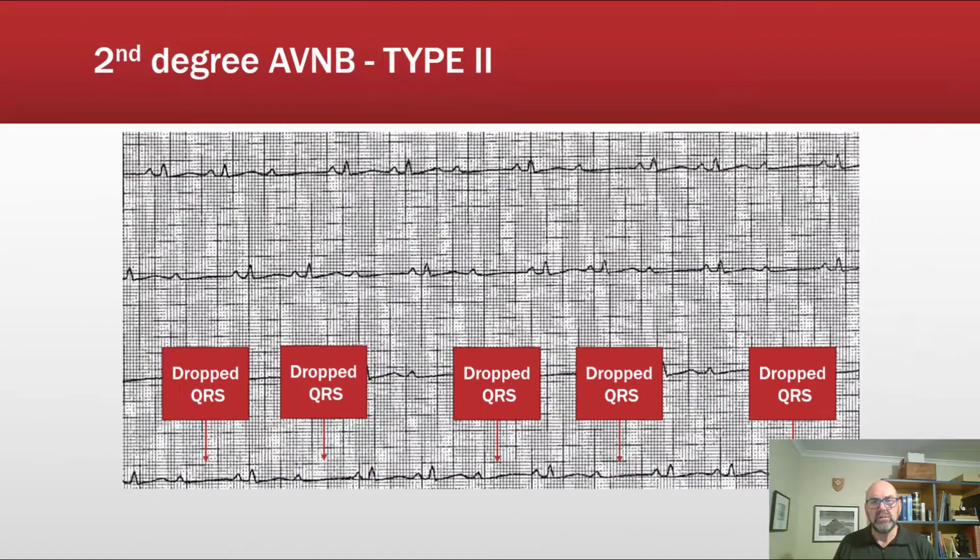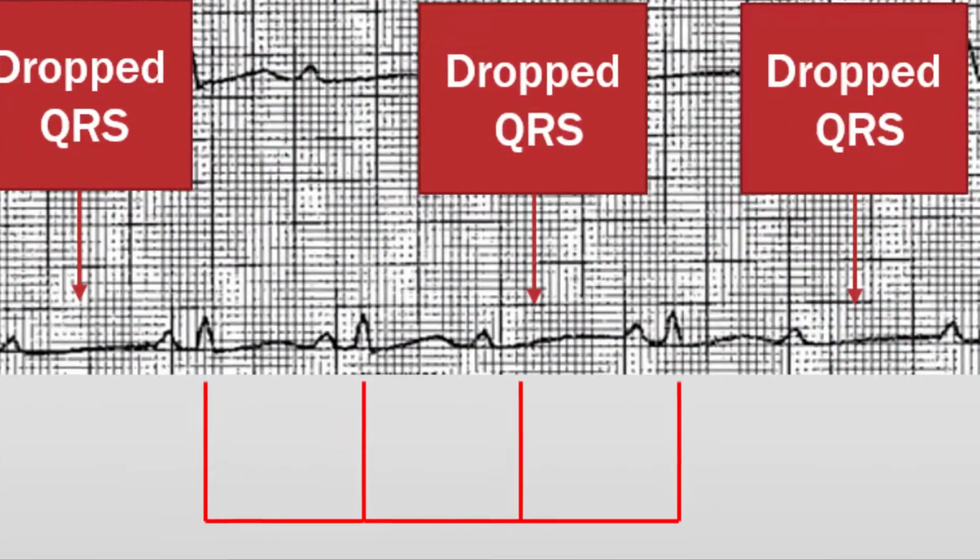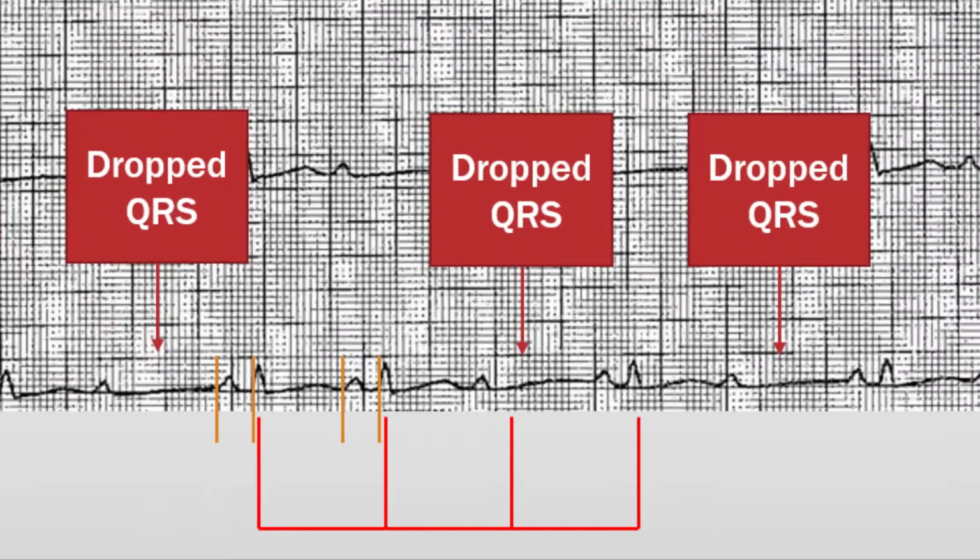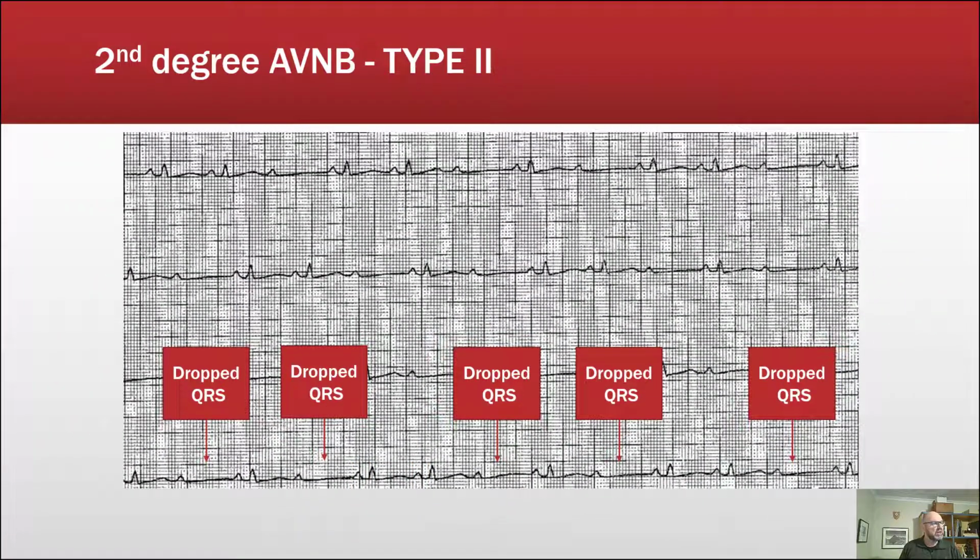The second point relates to the regularity of the rhythm, and you'll note in this one that the R to R intervals are much more constant, they're much more predictable, and even predictable as to where the dropped beat should have been. Likewise, the PR intervals are constant and don't alter significantly from beat to beat. As an aside, we can see both a 3 to 2 and a 2 to 1 conduction block on this particular rhythm strip.